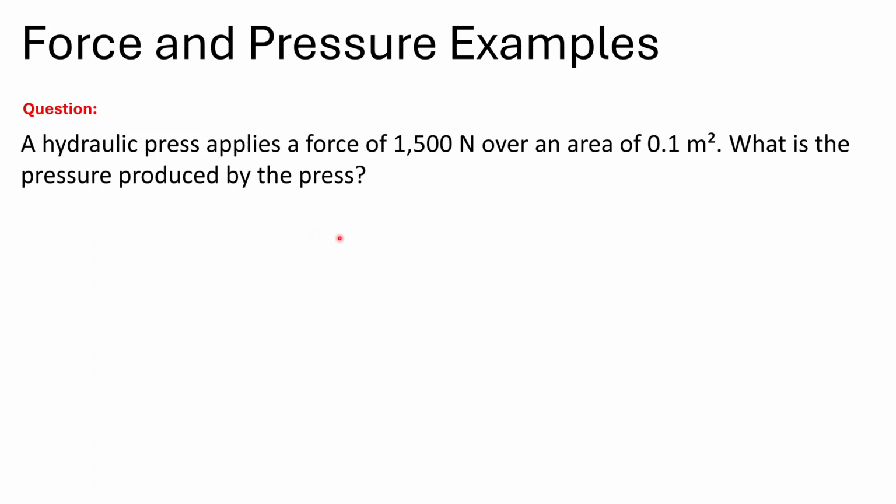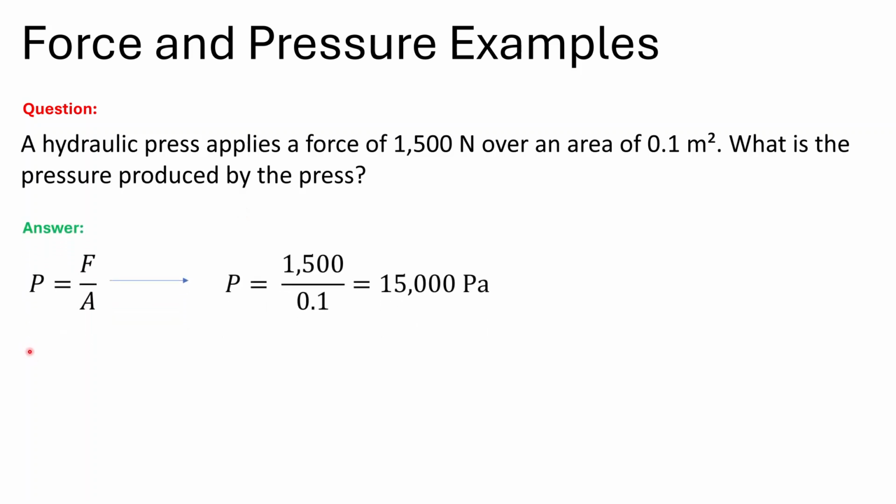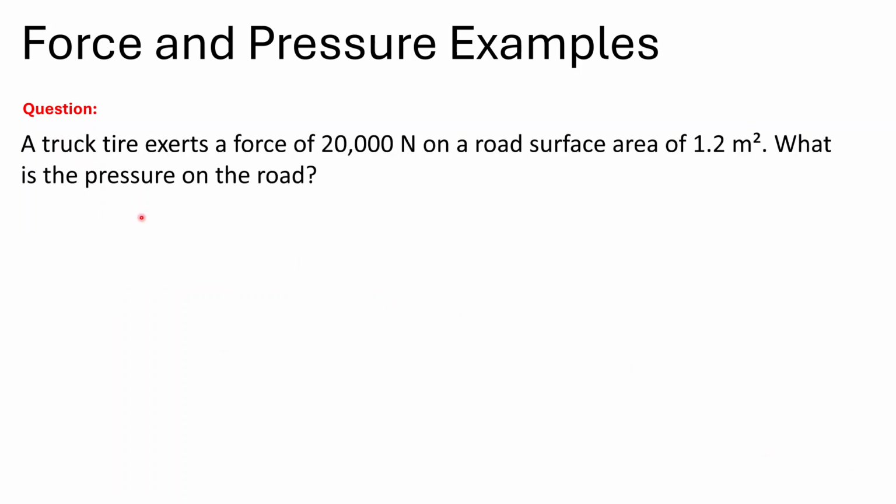Next question. A hydraulic press applies a force of 1,500 newtons over an area of 0.1 meters squared. What is the pressure produced by the press? Again, we have to use the formula P equals F divided by A. Therefore, pressure equals 1,500 newtons over 0.1 meters squared. So the pressure equals 15,000 pascals.